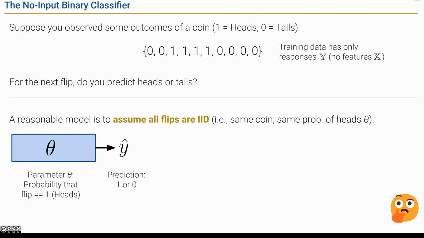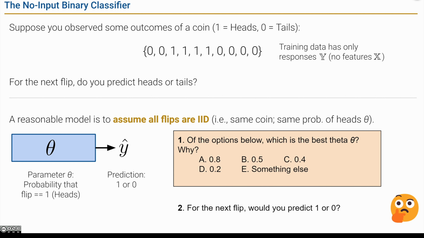One way we can reasonably start to model this is to assume all flips are independent, identically distributed. And I then have a parameter theta that represents the probability that my flip is equal to 1. Based on that probability, I can make a prediction whether or not I think the next flip will be 0 or 1. So I really want to estimate that parameter theta. Out of the options below, using just the data you have, which is the best estimate for theta and why? And then once you have that estimate, for the next flip, would you predict a 1 or a 0?